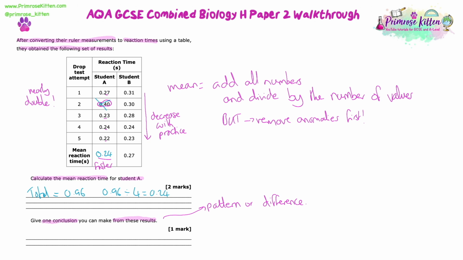And also we have a difference. So student A's mean reaction time is lower than student B, so they have a faster reaction time than student B. So there's a difference and there's a pattern. I'm going to go for the difference because that's kind of what they were investigating, was they were comparing their reaction time.